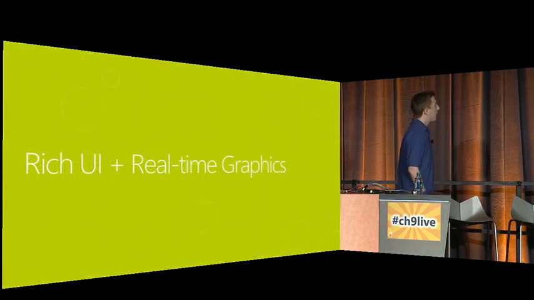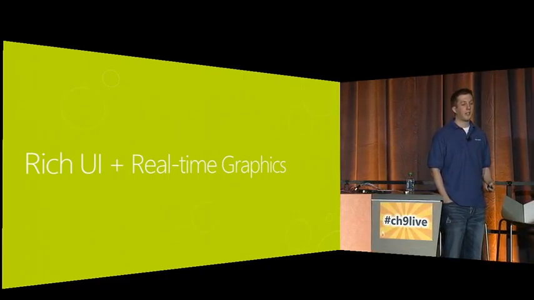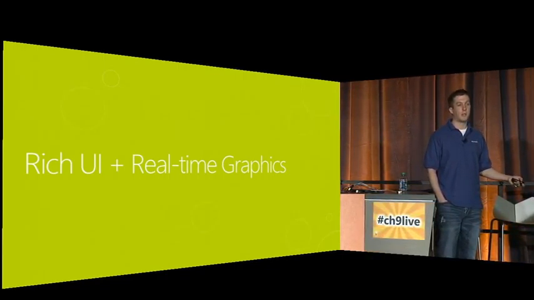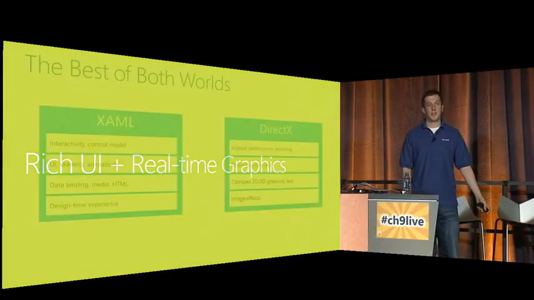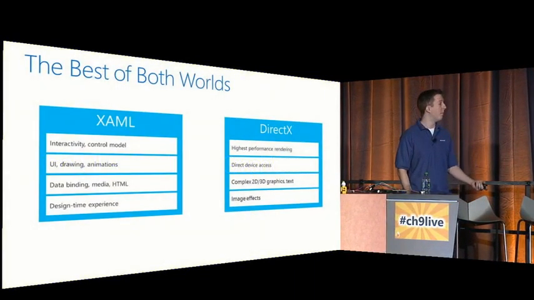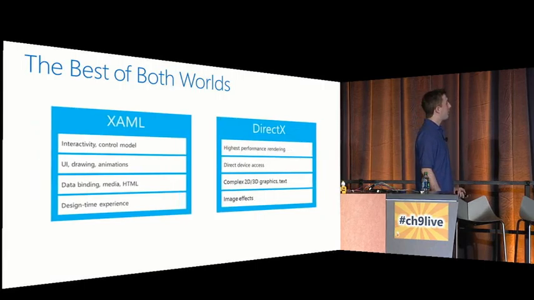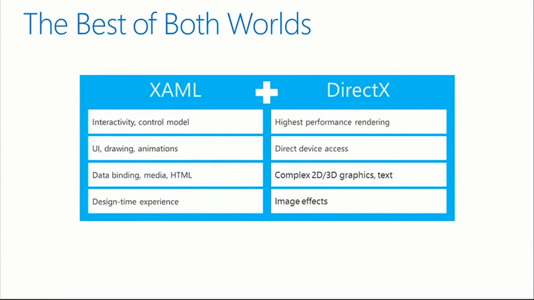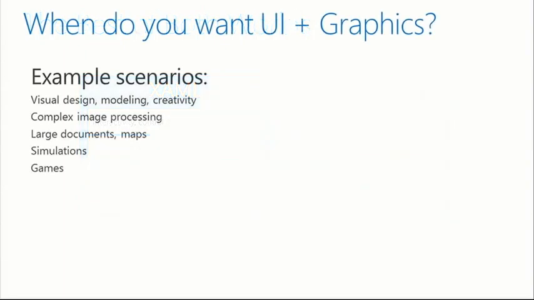The way I like to think about the combination of these two things is really the idea of rich UI plus real-time graphics. And I'm happy to say now in the consumer preview of Windows 8, you can actually combine these two things. So you really get the best of both worlds with XAML and DirectX. You get the control model, the animations, the HTML hosting, the design time experience in Visual Studio and Blend you get with XAML, with the highest performance possible rendering you can get in Windows 8 with DirectX, as well as direct device access, image effects, all the very complex, meaty stuff you can do with Direct2D and Direct3D.